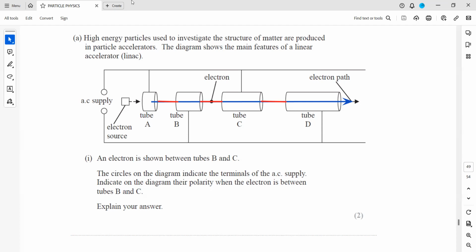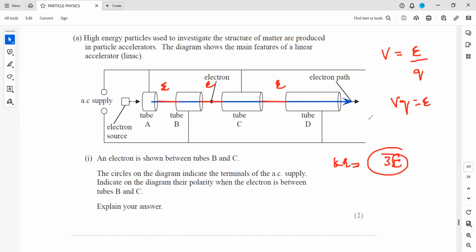So how many times does the kinetic energy increase? The kinetic energy increases 3 times. And every time, how much energy does it gain? Voltage is work done or energy per unit charge. So voltage into charge is the energy. We find how much energy it gained here, here, and here. So the total energy which it gained will be 3E. So the kinetic energy in tube D will be 3 times the energy it gained in between the tubes.